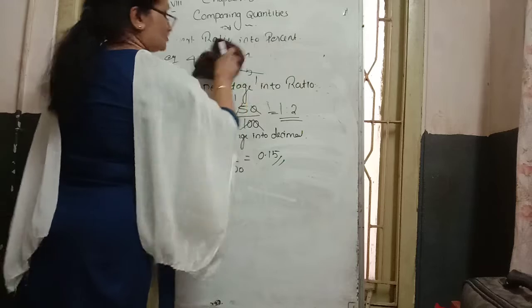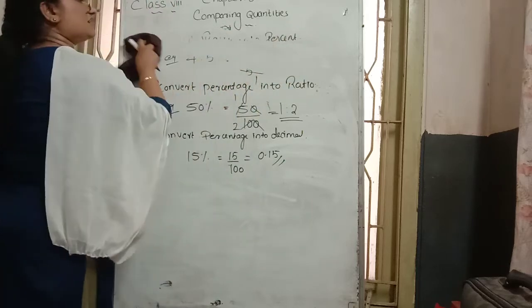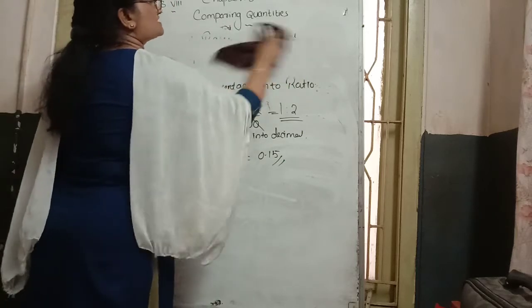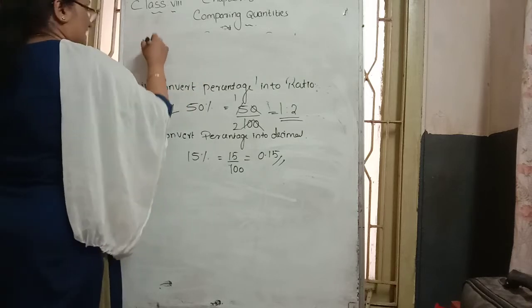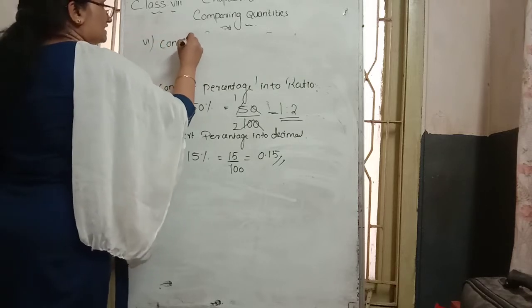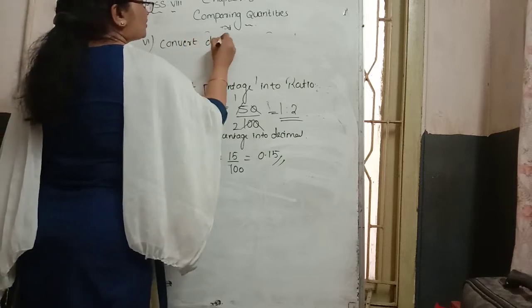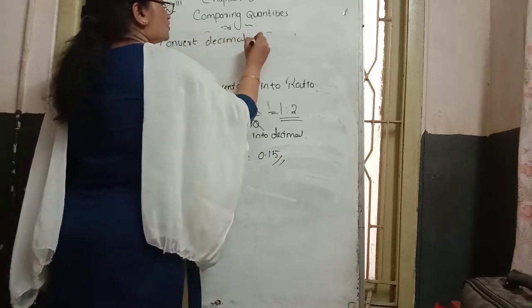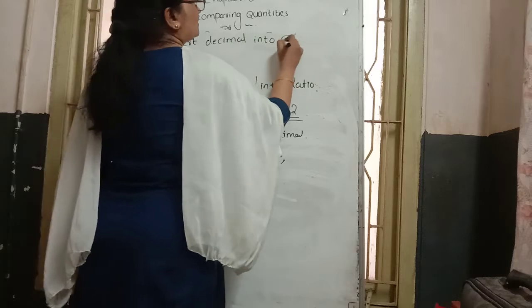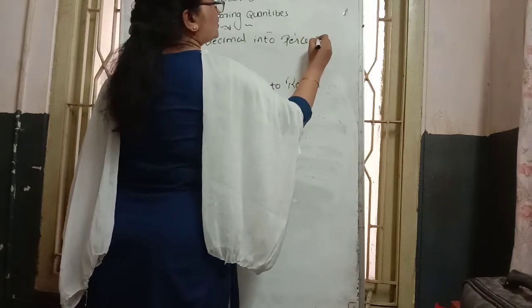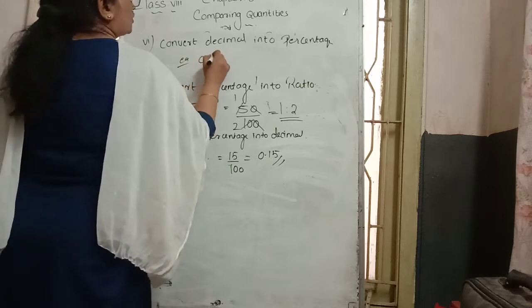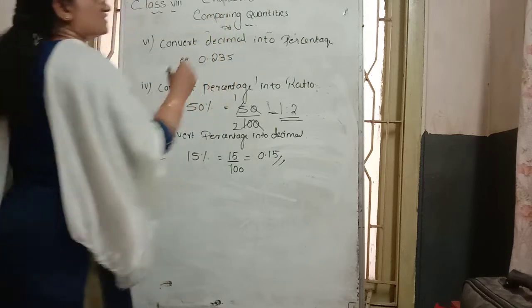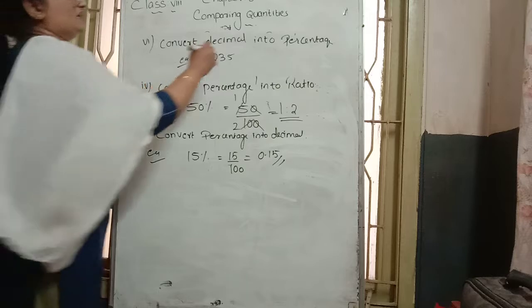Then the sixth one: a decimal is given. How to convert it to a percentage? That is our sixth rule. Convert decimal into percentage. How to convert a decimal into a percentage? Example is given as 0.235. For example, I gave a decimal number.